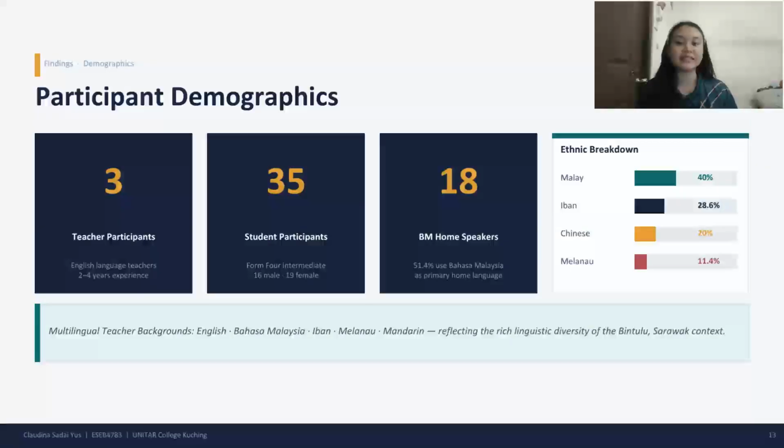The third one is the participants' demographics: 3 teacher interviewees, which relates to the qualitative data, and also 35 student participants, of whom 18 are BM home speakers. This has a big impact on English speaking skills.